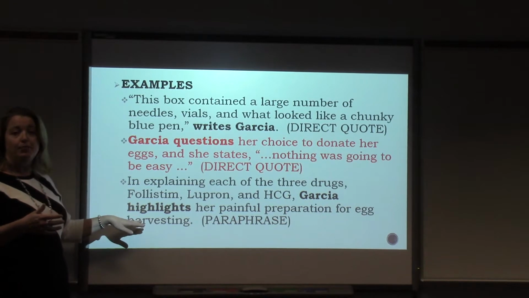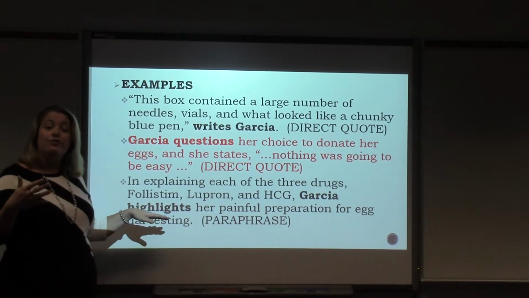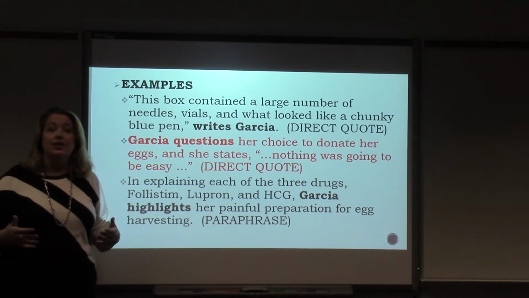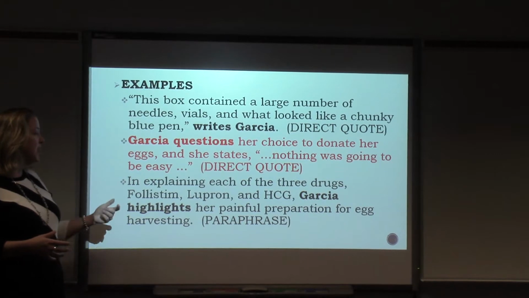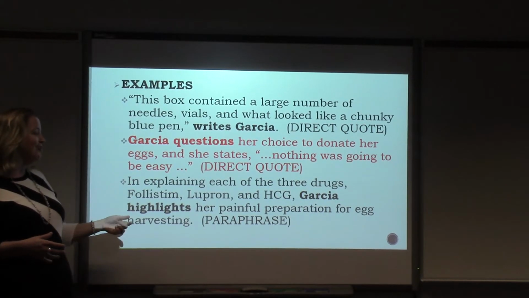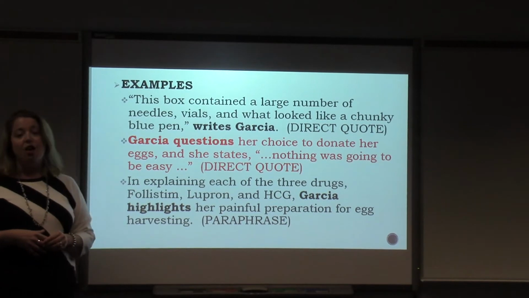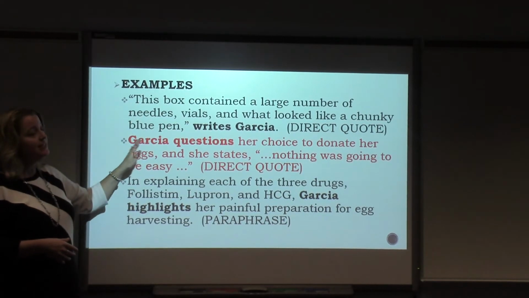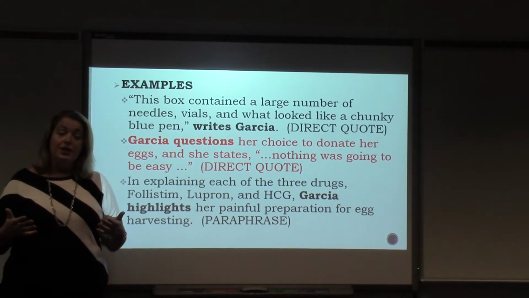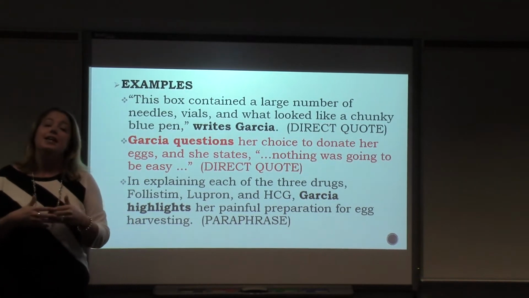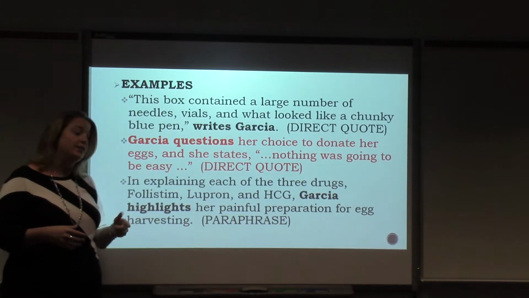Now in the last example, this is not a direct quote, but this is paraphrased specific information from the text, so I still have to give attribution. And so you can see in explaining each of the three drugs, Follistim, Lupron, and HCG, Garcia highlights her painful preparation for egg harvesting. So a couple of different examples of author attribution, each of the three examples, attribution being done in a little bit of a different way, but again, the consistency here is the author's last name with some sort of precise verb.